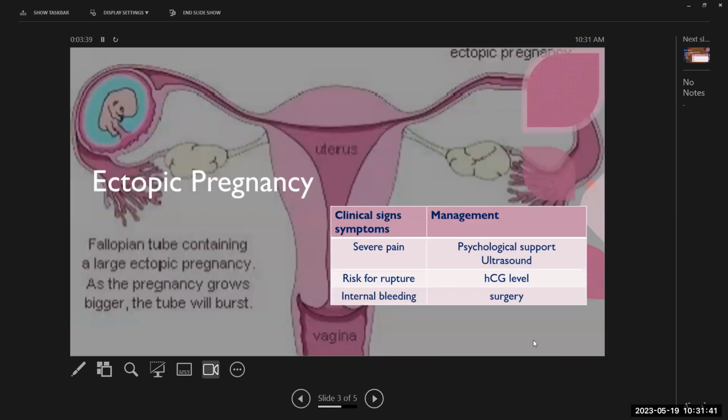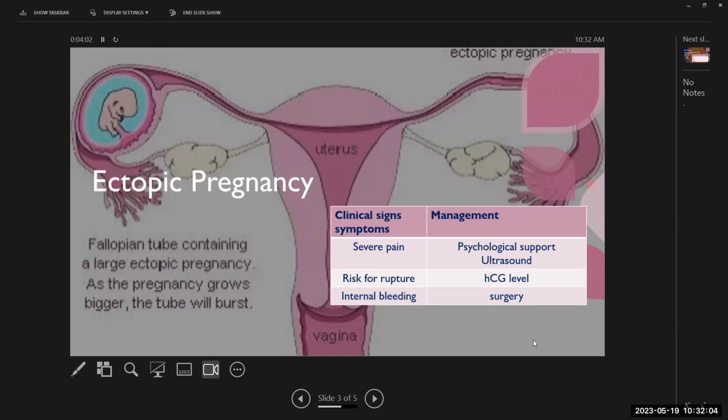Ectopic pregnancies, they're in the wrong place. Just like an ectopic heartbeat, the stimulus for the conduction is coming from a different place. So ectopic pregnancy means that the pregnancy, the egg was fertilized and it began to grow in the tube, and it did not make its way down into the uterus.